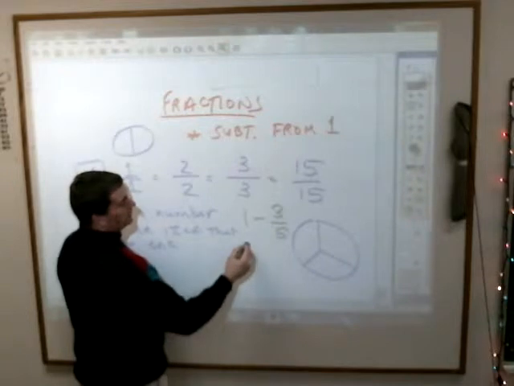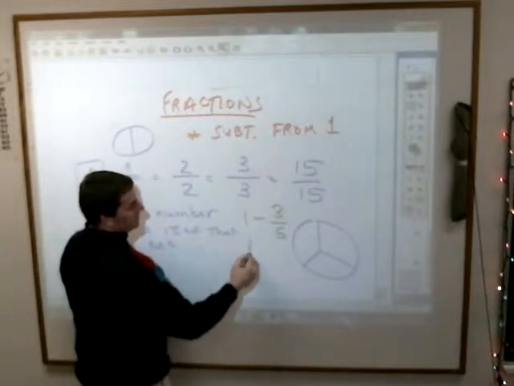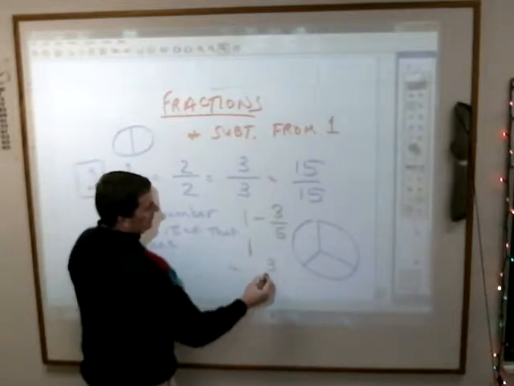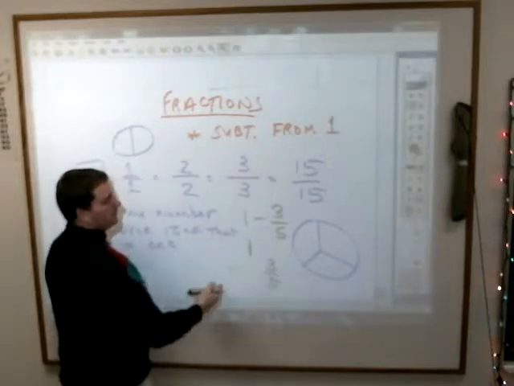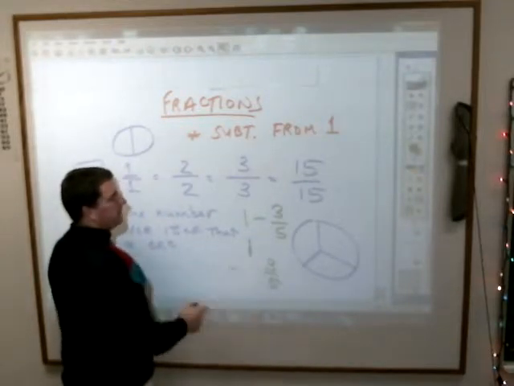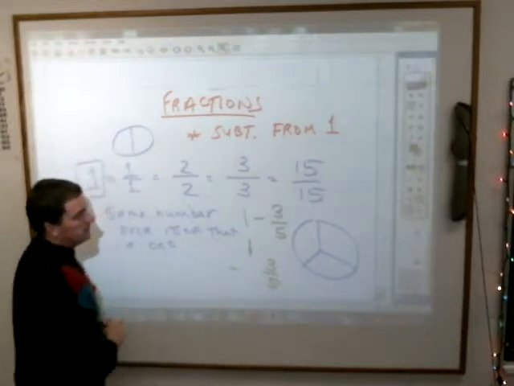So this is what I would do. It's 1, because we do all subtraction problems like this, minus 3/5. And I put the 3/5 off to the right because whole numbers go to the left of fractions, and I don't have a whole number with 3/5.